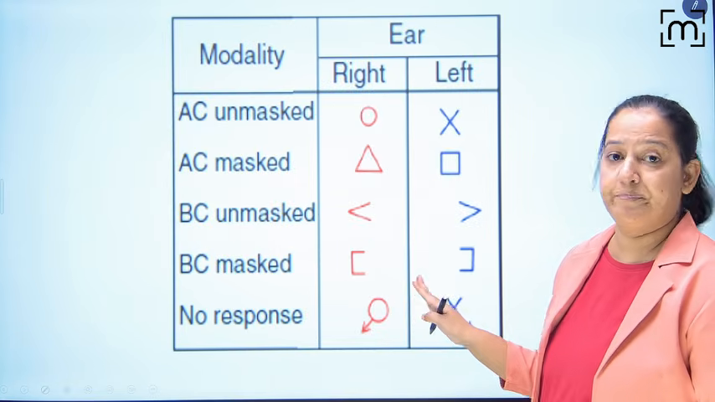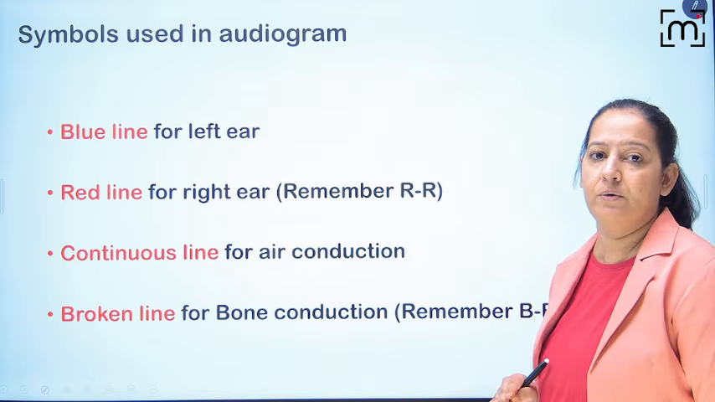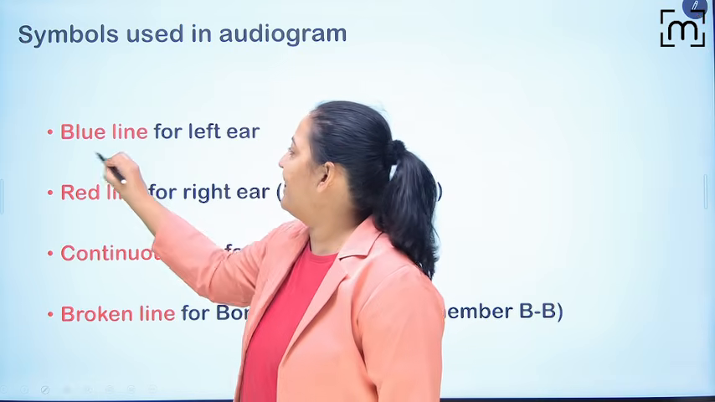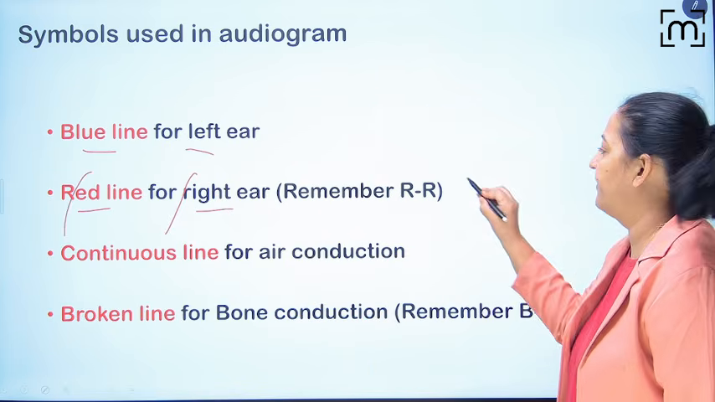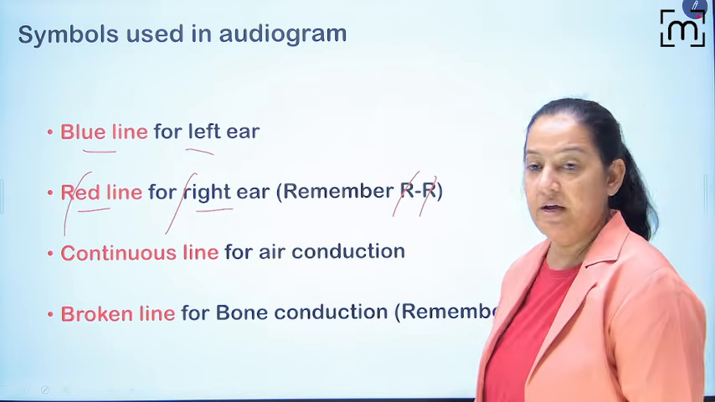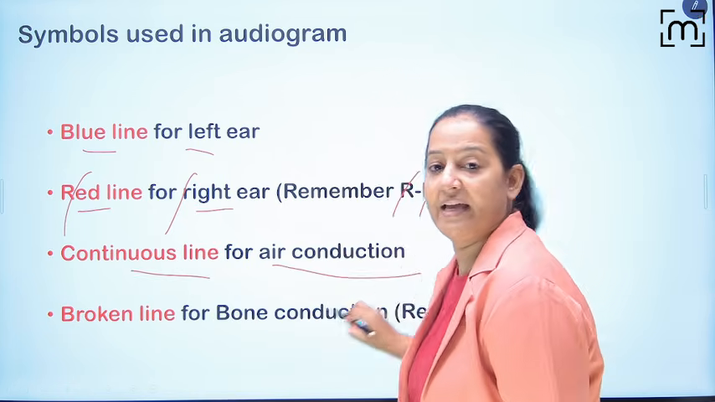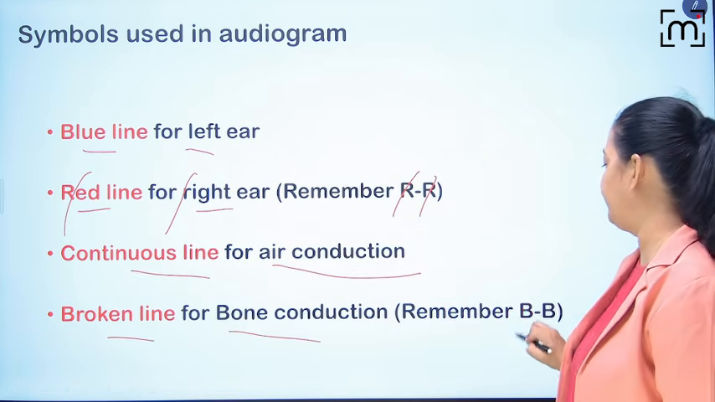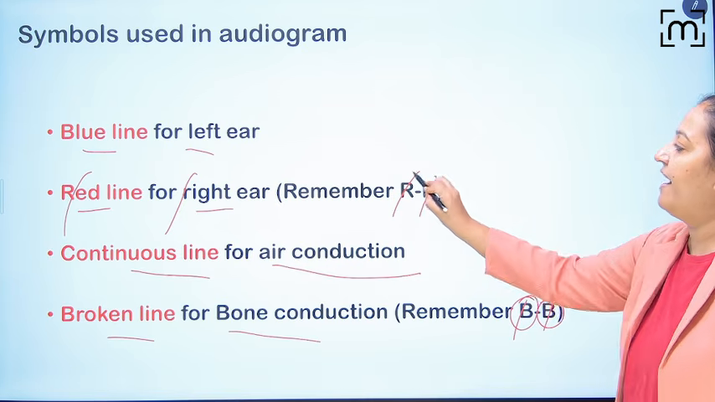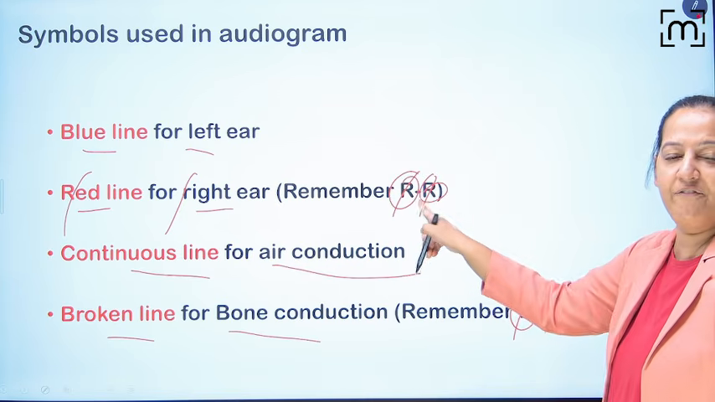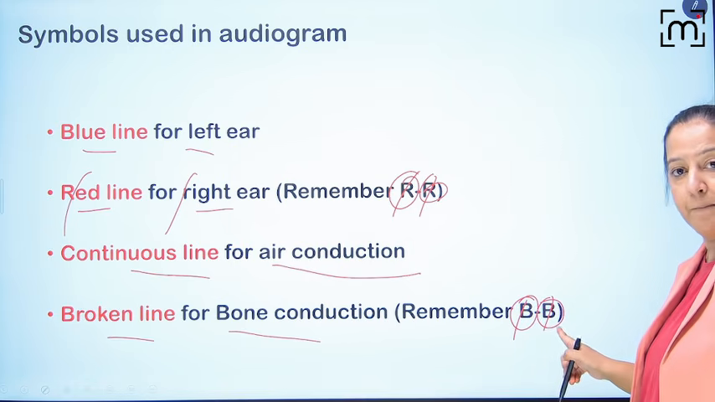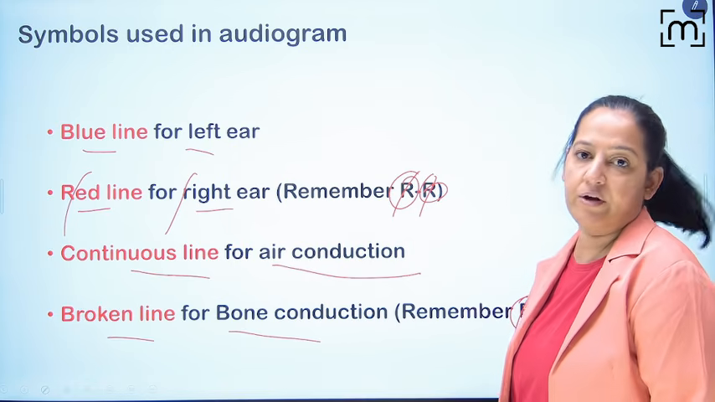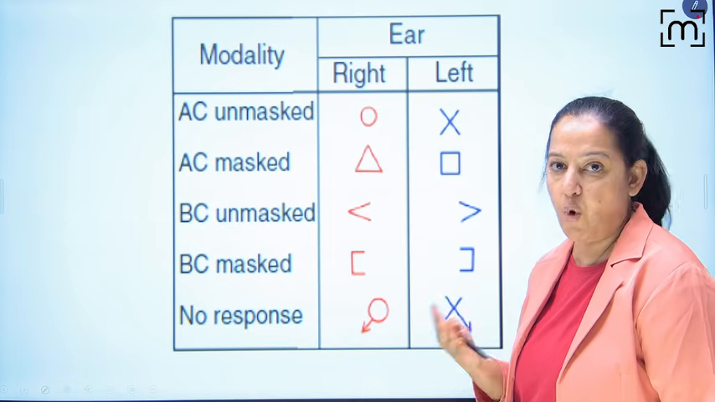Now in this audiogram, there are certain symbols. We use a blue line for the left and red for the right. You can learn R for R: red line for the right. I will show you the graph. We use a continuous line for AC and a broken line for BC. You can learn B for B: broken for BC. So red for right and blue for left, broken for BC and continuous for AC. These are the codings we use.